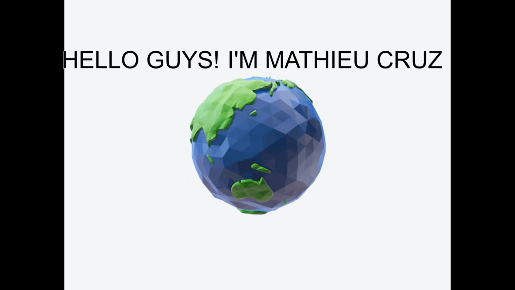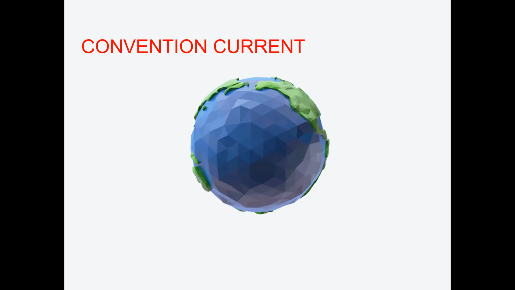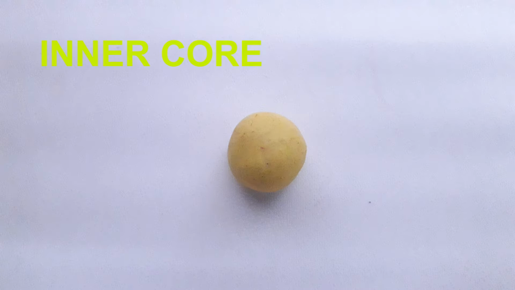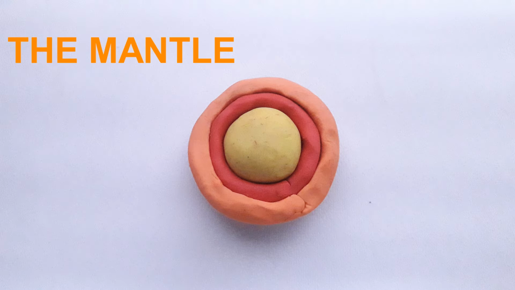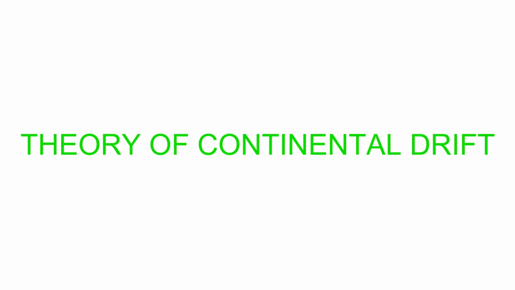Hello guys, I'm Matthew Cruz, and today I'm going to explain to you what is convection current, plate tectonics, and continental drift. But first, let us know the layers of our planet: the inner core, the outer core, the mantle, and finally, the crust. Now, let's talk about the theory of continental drift.